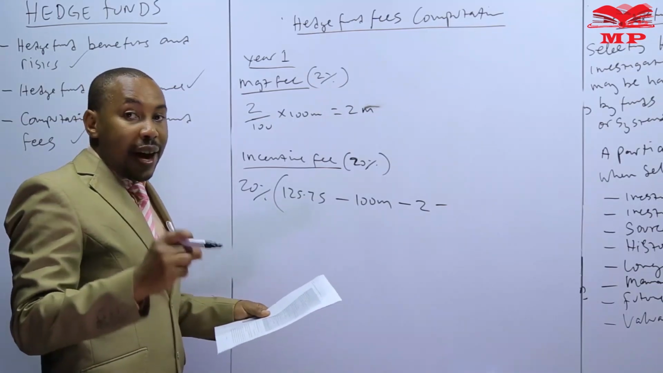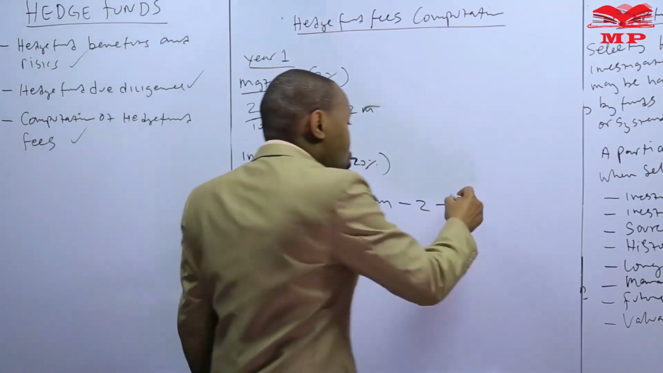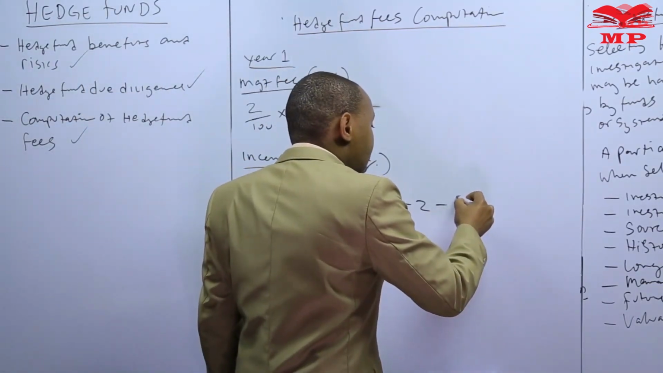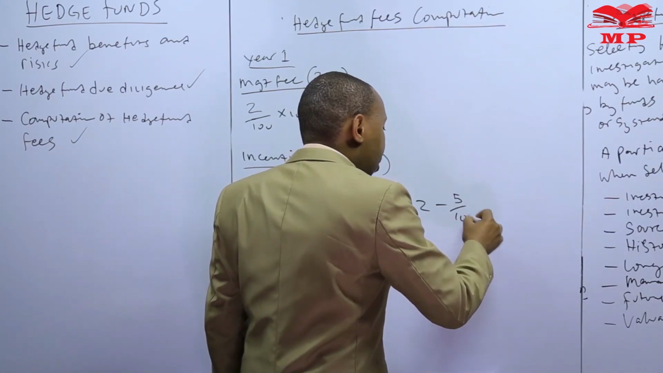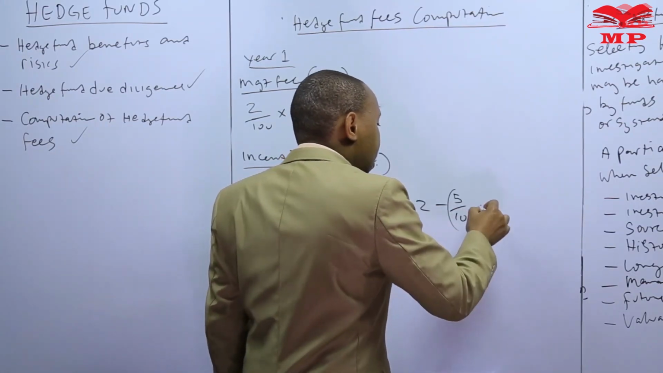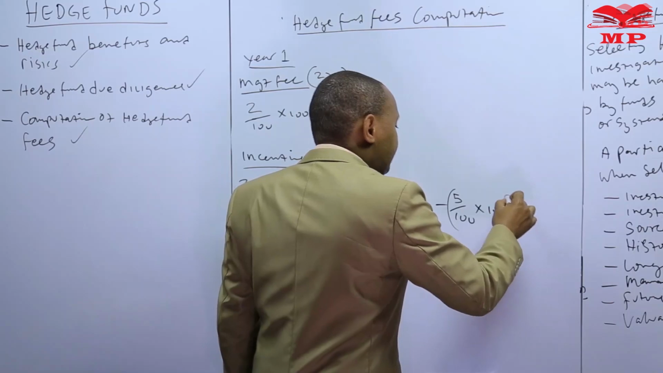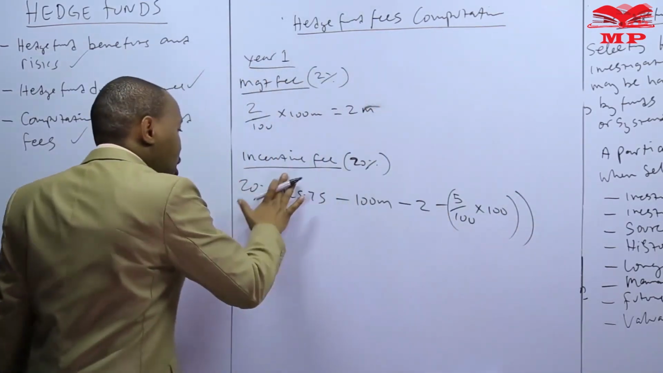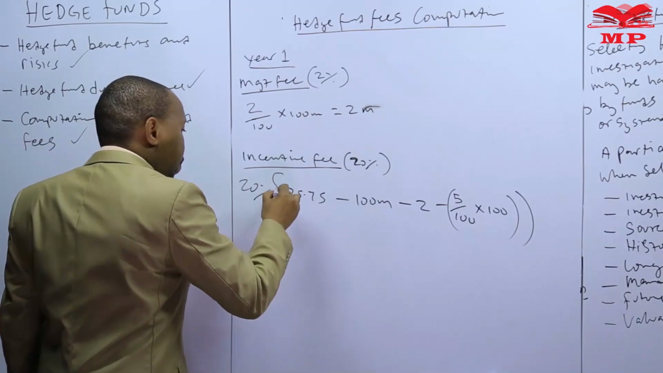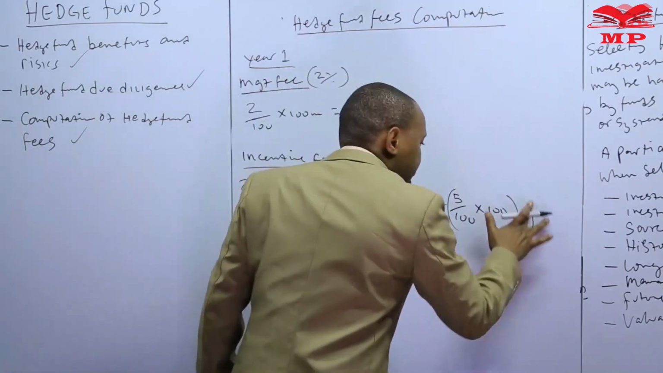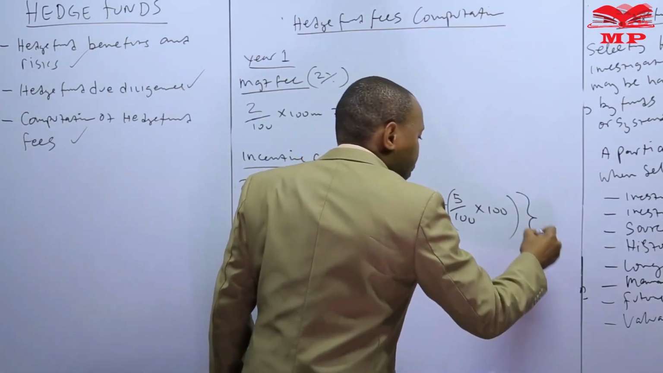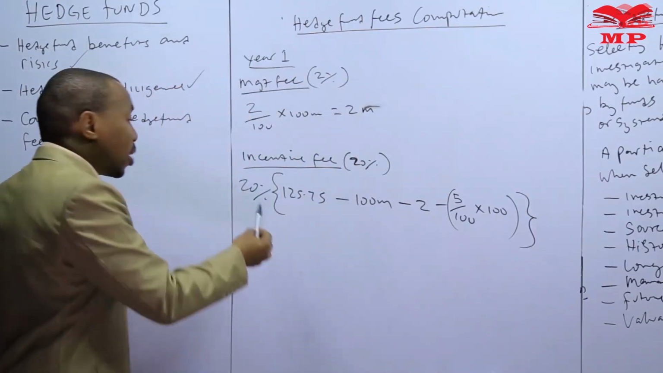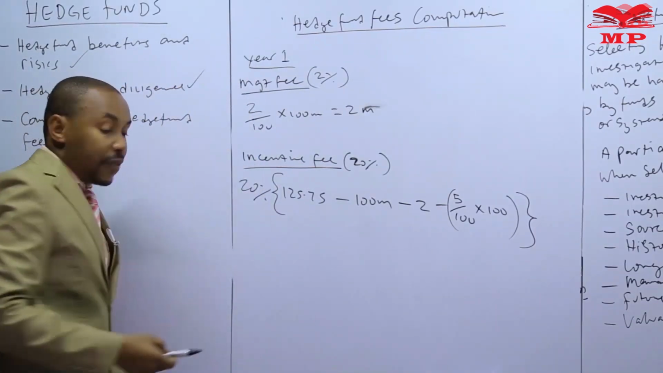The 5% hard hurdle rate is going to be based on the beginning value. So let's put 5 over 100, times 100. We can now close the brackets. If you wish, I can put this in braces, I think that would be better. So that now we can get 20% of the incentive fee.